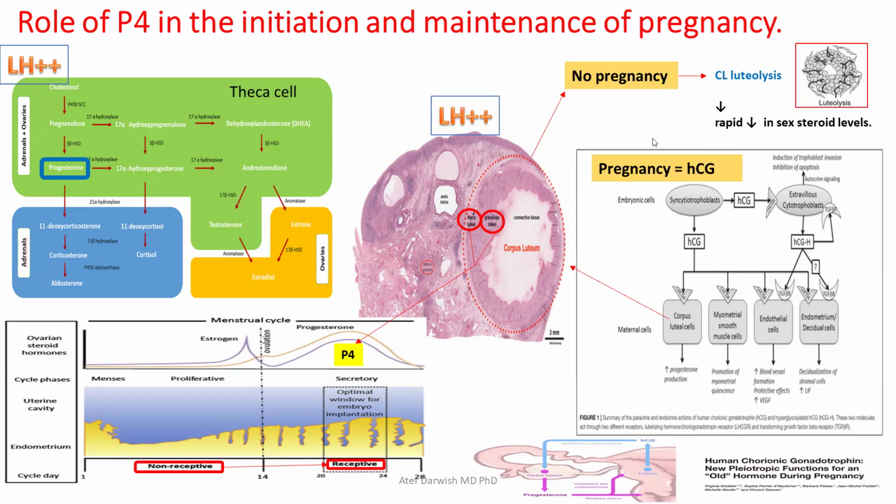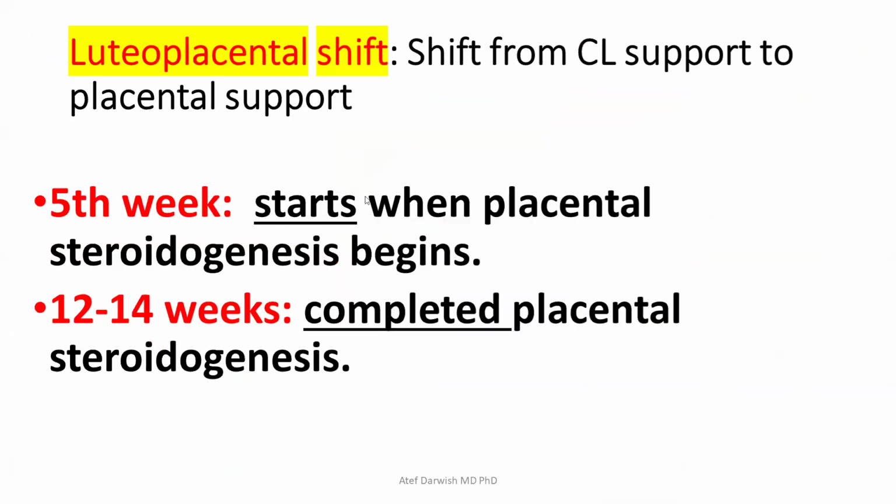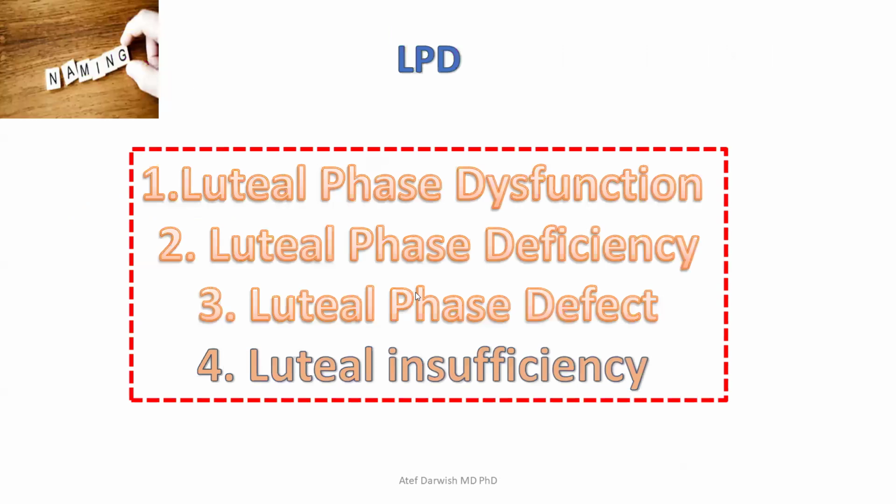But if pregnancy occurs, HCG from the syncytiotrophoblast, HCG is a surrogate of LH, can stimulate the corpus luteum to continue functioning and secreting progesterone. This function from the syncytiotrophoblast starts at 5 weeks of pregnancy and is completed at 12 to 14 weeks. After that, this work will be taken over by the placenta.